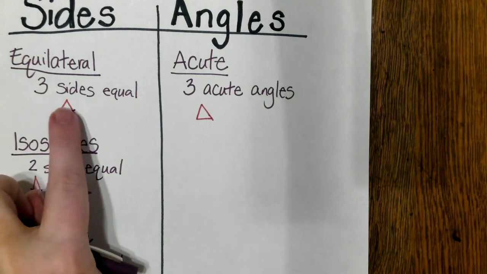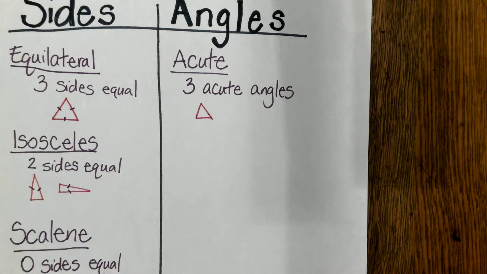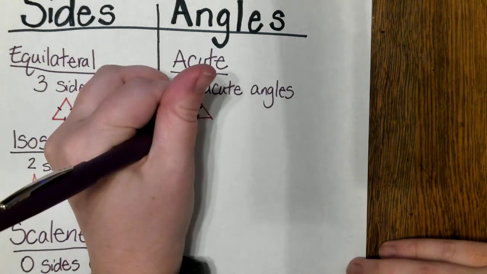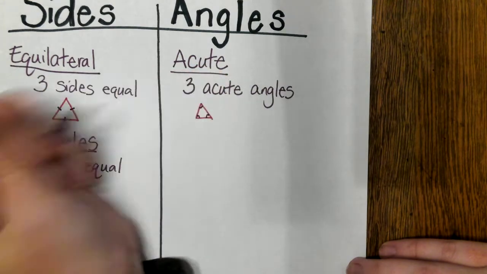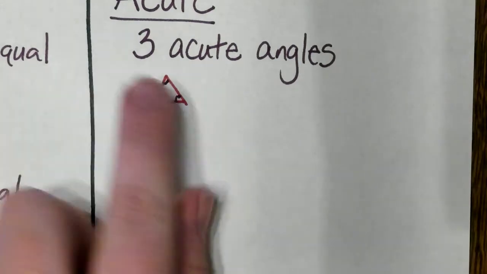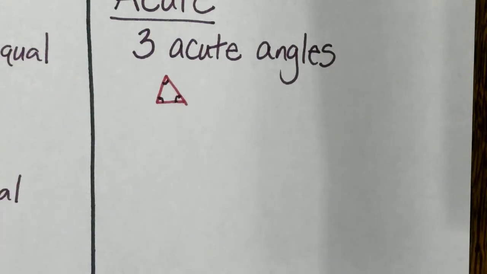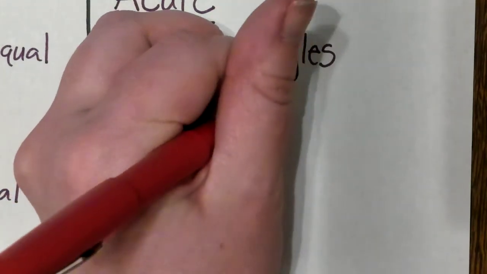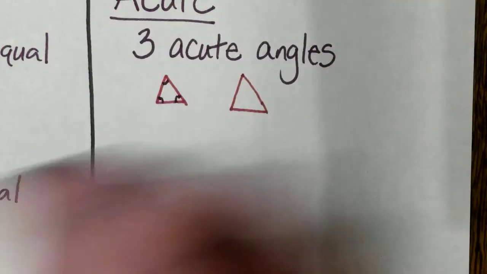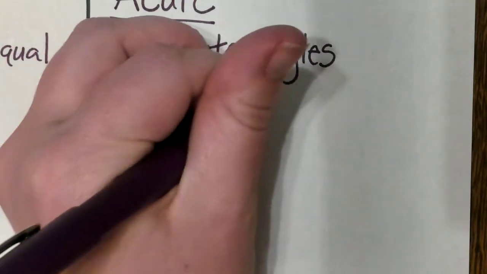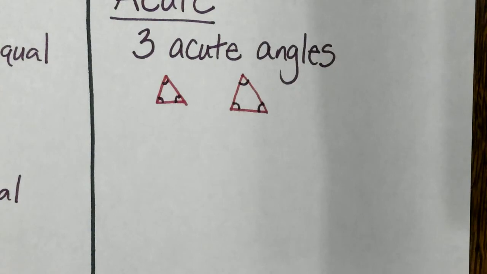For sides, we use a little tick mark. For angles, we draw a little semicircle. So we're just going to color in our little corners. I'll zoom in for you. There you go. When each angle is acute, we show it like that.